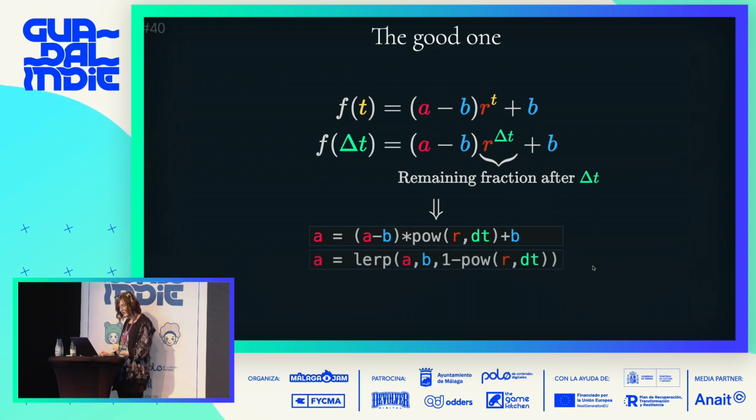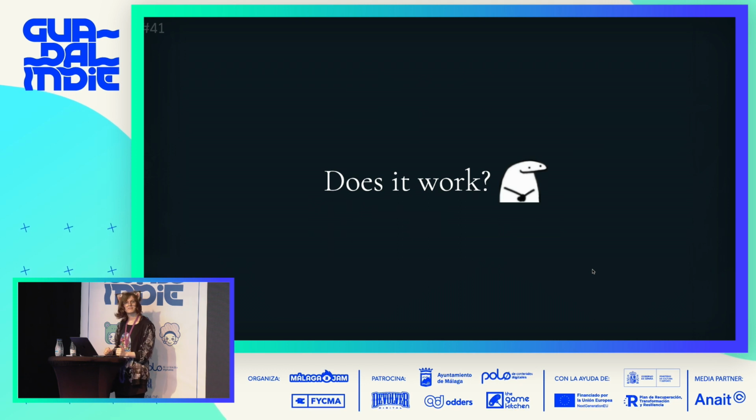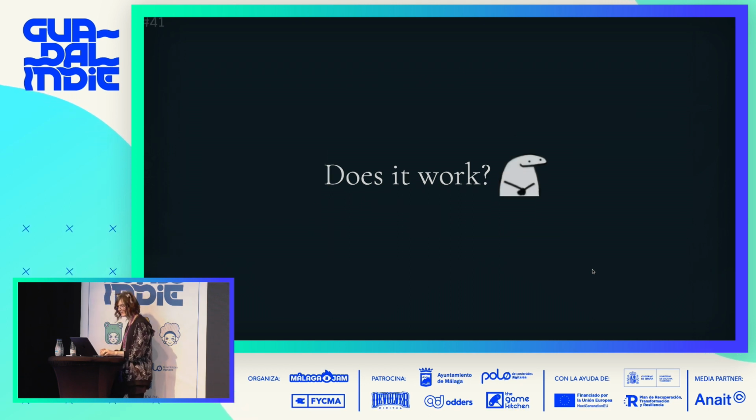And of course, we can write this using a lerp if we want to. It's just that we have to do 1 minus, which is a little bit gross. I don't like that. So anyway, there you have it. There we have some code. And now we just need to figure out, does it work? I don't know. Maybe it seems fine.